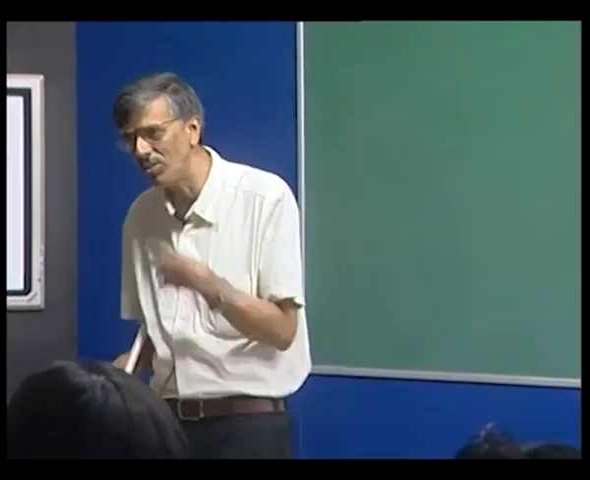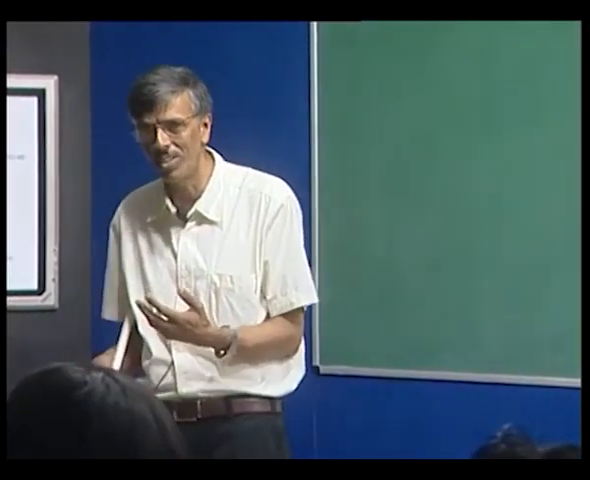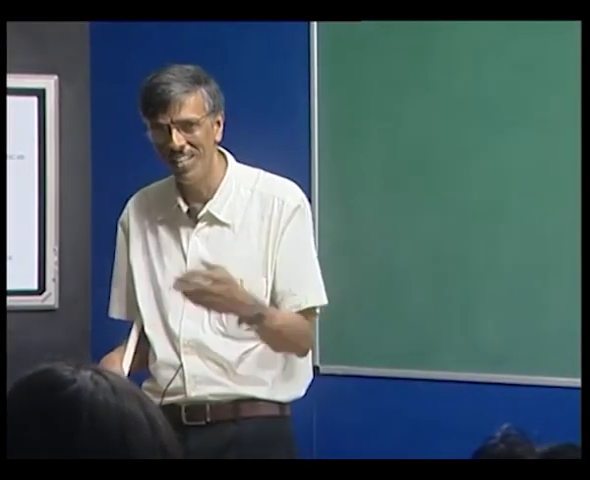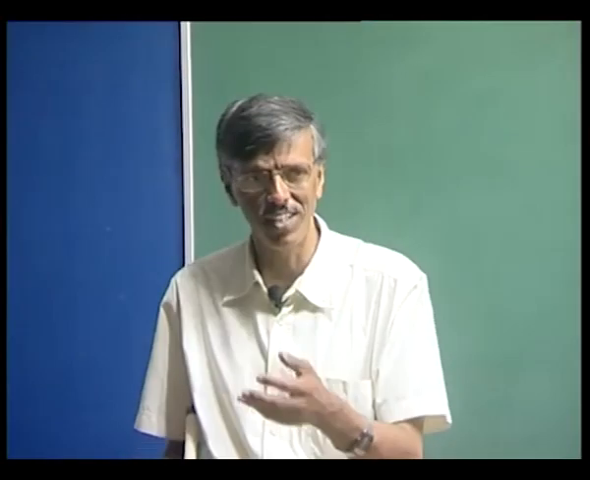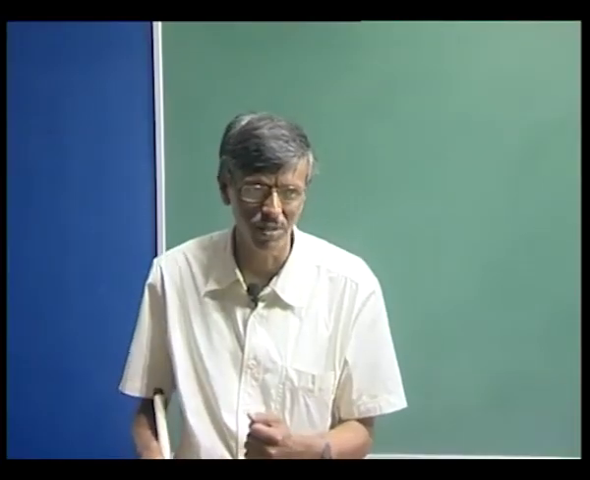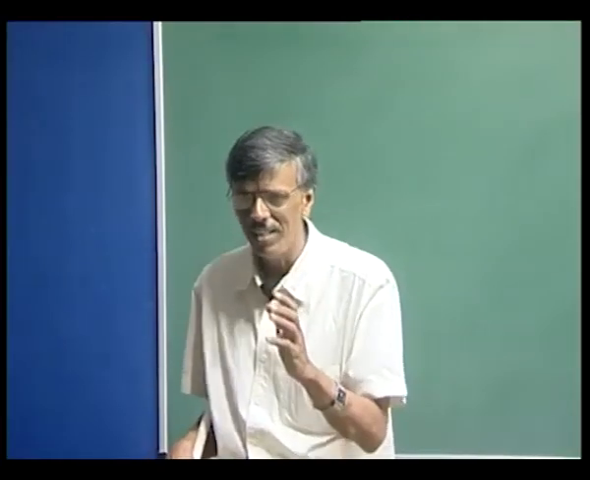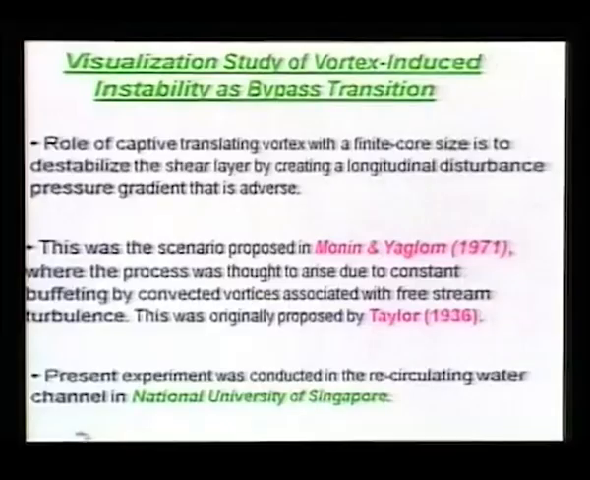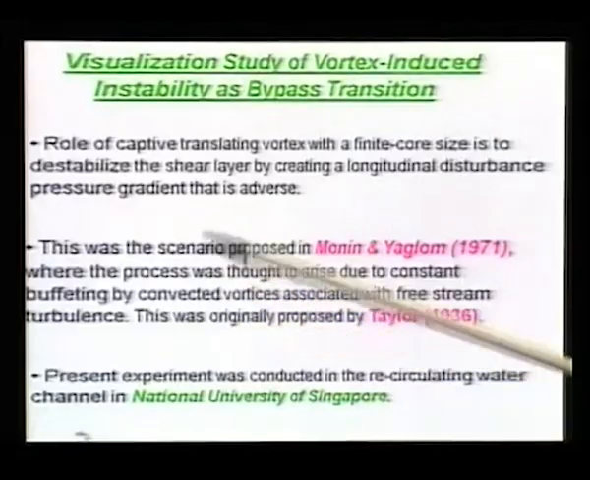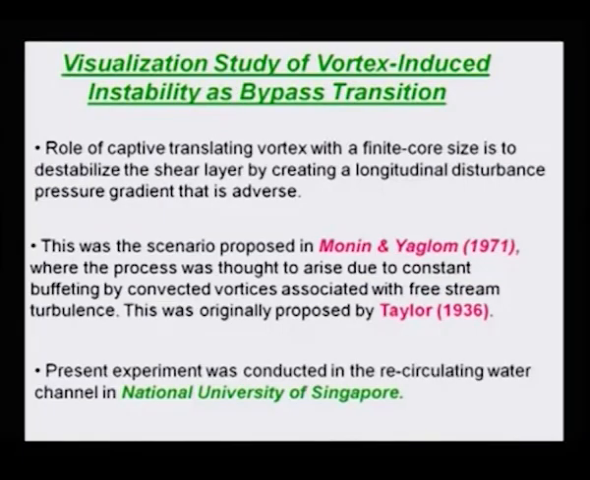So it's not a question of instability that they are talking about. They are talking about a forced excitation. You have a constant stream of vortices going, and that keeps on buffeting the shear layer, and that's what you see as the response. So you understand that there is a qualitative difference between what Taylor suggested, which is actually given in the book by Monin and Yaglom. You can read that in the early pages. That scenario is entirely different from what we conceived of and did.